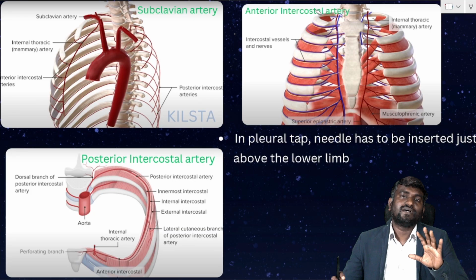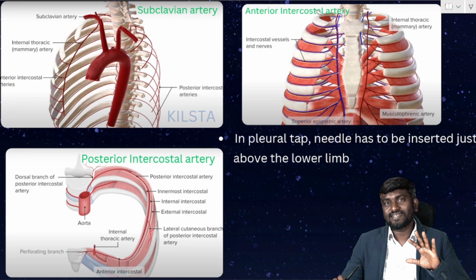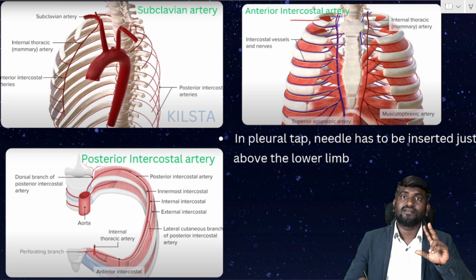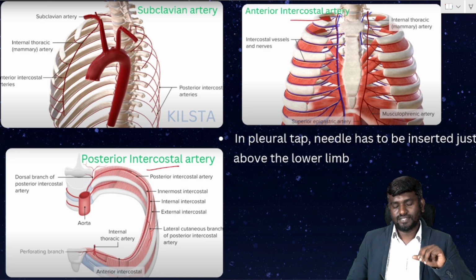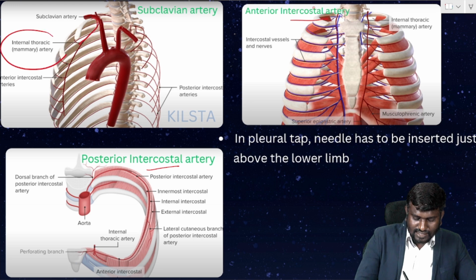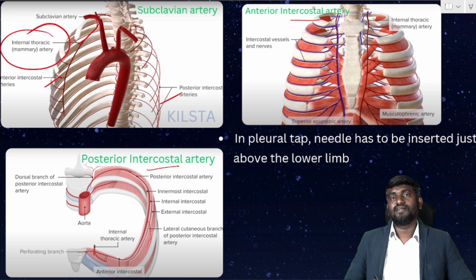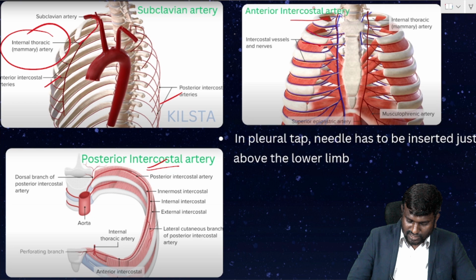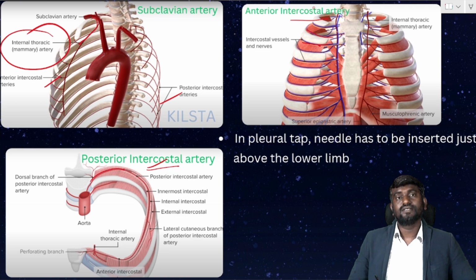We are going to remember three important arteries of the thorax. One is going to be the subclavian artery, the anterior intercostal artery, and the posterior intercostal artery. Now remember, the subclavian artery gives rise to the internal thoracic artery. It gives rise to the anterior intercostal and the posterior intercostal arteries. Now the anterior intercostal artery supplies the anterior region, whereas the posterior intercostal artery supplies the posterior part. Yes.